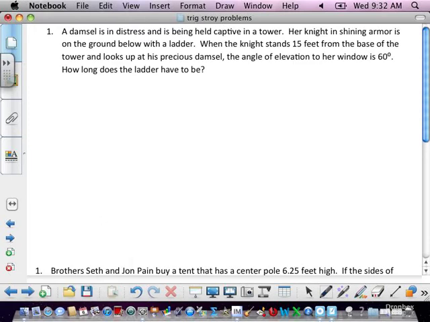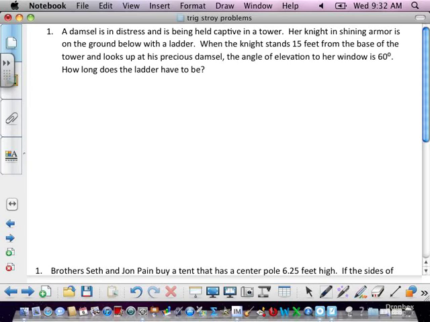Okay. So we've got a damsel in distress being held captive in a tower. Her knight in shining armor is on the ground below with a ladder. When the knight stands 15 feet from the base of the tower and looks up at his precious damsel, the angle of elevation to her window is 60 degrees. How long does the ladder have to be?